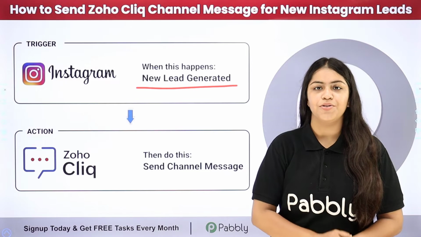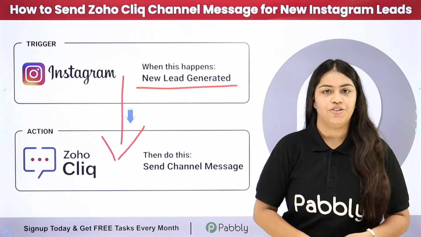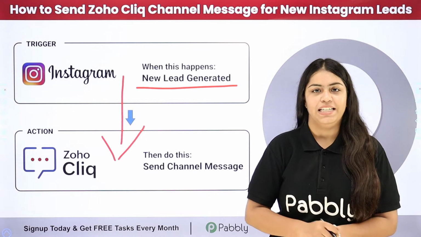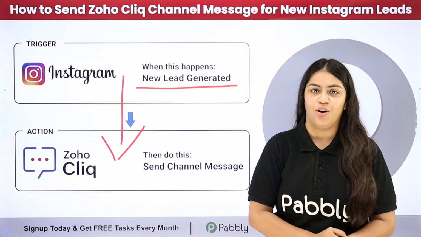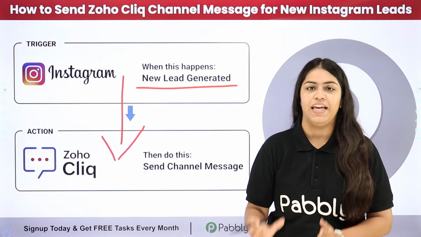So to do this, we are going to create a connection between Instagram and Zoho Cliq. To create this connection without knowing any programming or coding language, we are going to use Pabbly Connect. It is an amazing automation software. So I'm going to do all of this so that I can convert my leads into paying clients.